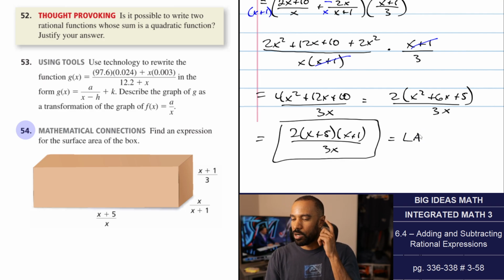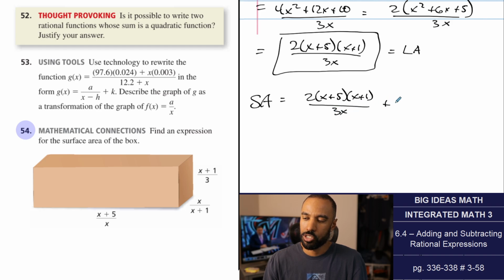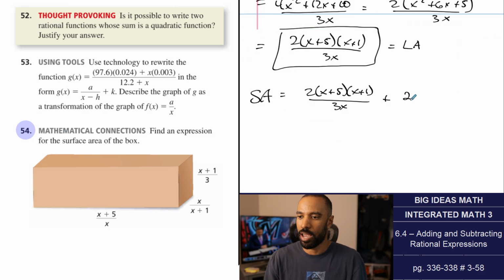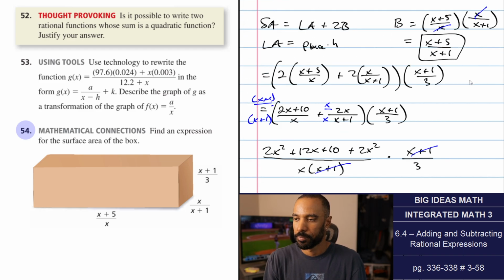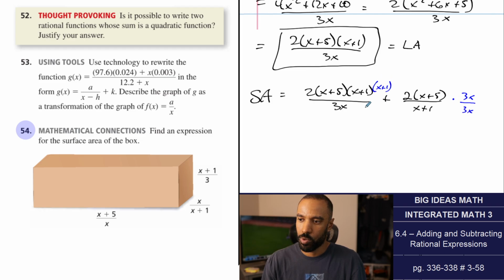So your surface area is your lateral area plus 2 of your base areas. Your base area is x plus 5 over x plus 1. So 2 of those looks like that. I hope I didn't make a mistake. Somewhere I could have, and I apologize if I did. I'll scrap it and redo it if I did. 3x over 3x here, x plus 1 over x plus 1 here. Doesn't matter that it already inherits an x plus 1.